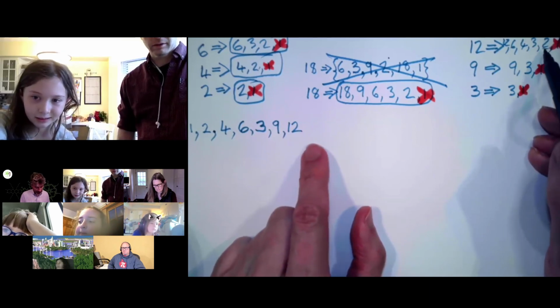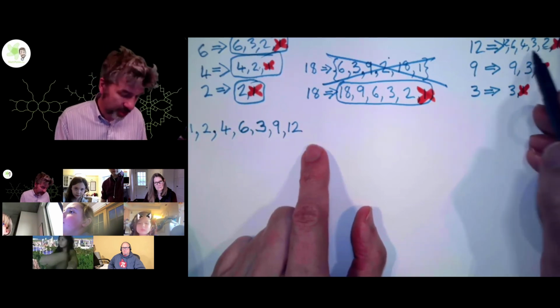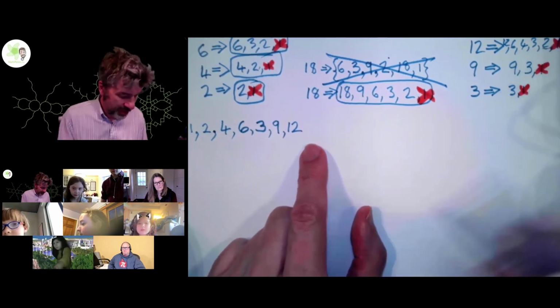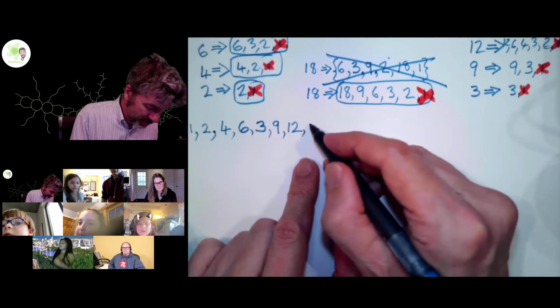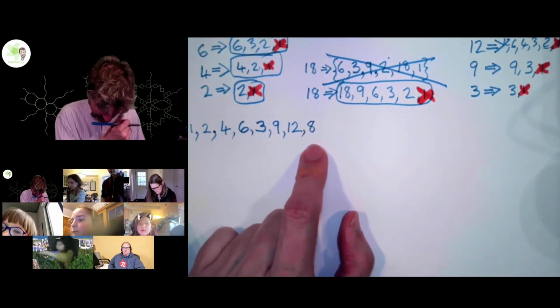8. 8. No, oh yeah, yep, because that would be 2 times 4. That would work. So yeah, then that looks smaller. So there we go. So yeah, that looks good.